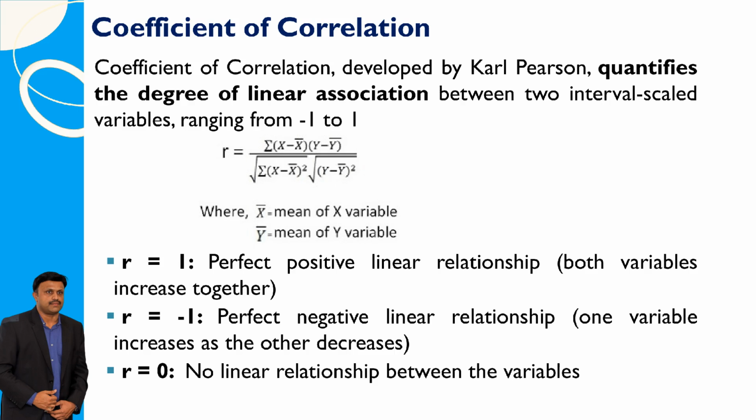The coefficient of correlation, developed by Karl Pearson, quantifies the degree of linear association between two interval-scaled variables, with a range from -1 to 1. A coefficient of r equals 1 indicates a perfect positive linear relationship, where both variables increase together, r equals -1 signifies a perfect negative linear relationship, where one variable increases as the other decreases, and r equals 0 means there is no linear relationship between the variables.